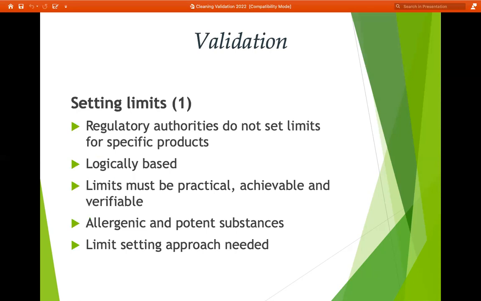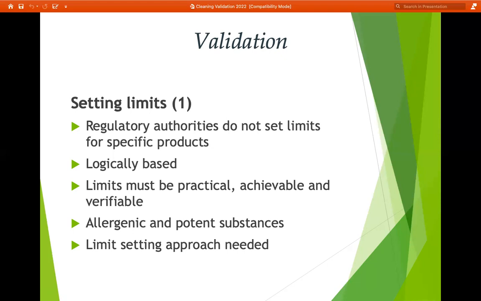Setting limits: regulatory authorities do not set limits for specific products. Now, many people say that there are certain regulatory guidelines, and according to those guidelines, these are the limits. But there are no limits specified by any regulatory authority for any product for cleaning validation or cleaning sample testing. Logically, it has to be decided based on the molecule and based on the method of analysis. We have to define our limits logically.